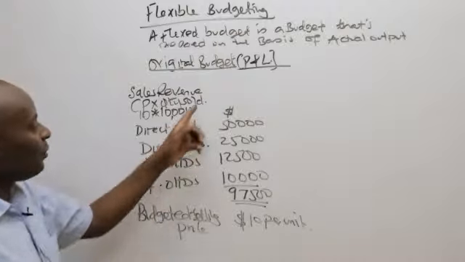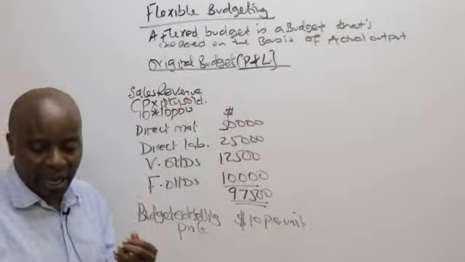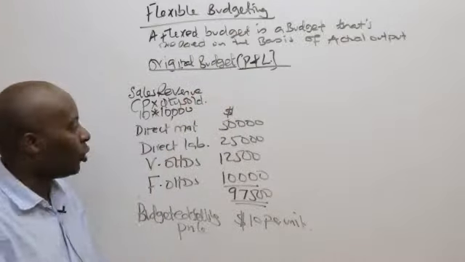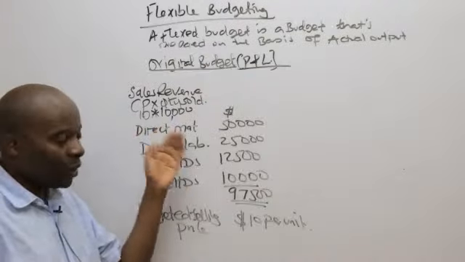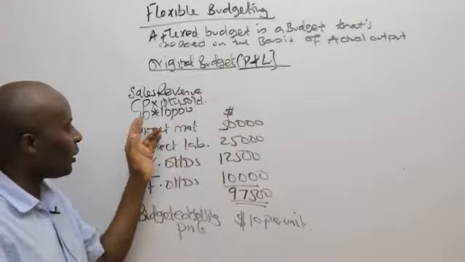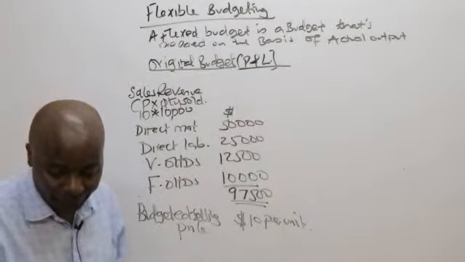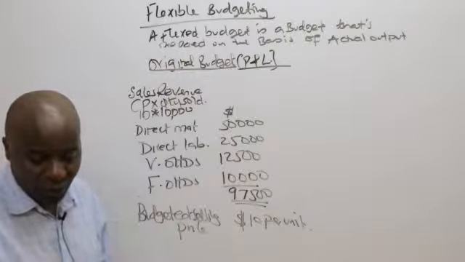So can somebody give me the sales revenue? How much money am I expecting to make out of the budgeted units of 10,000? Somebody talk to me. 10 times 10,000 gives me what figure, somebody?